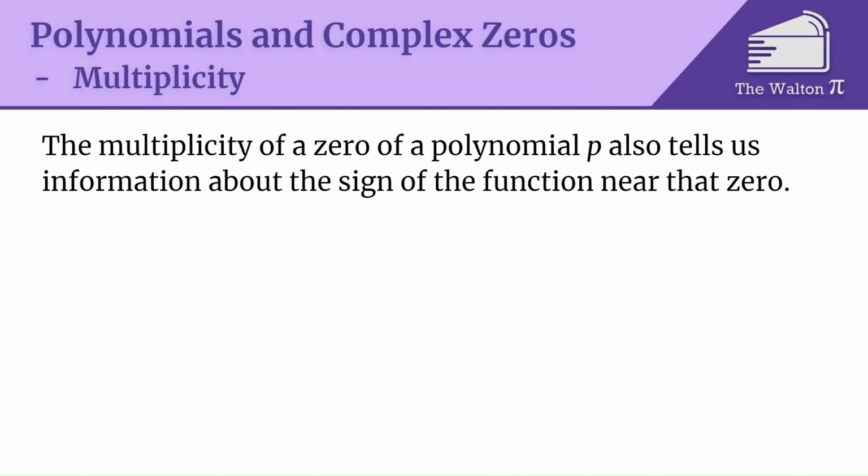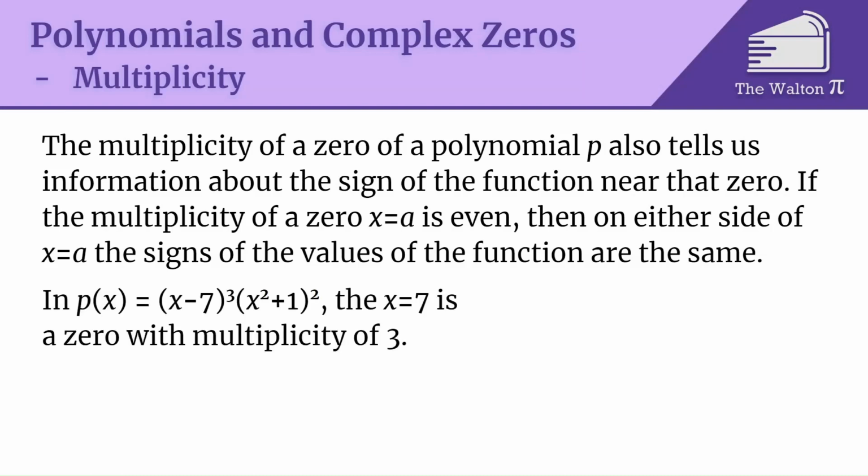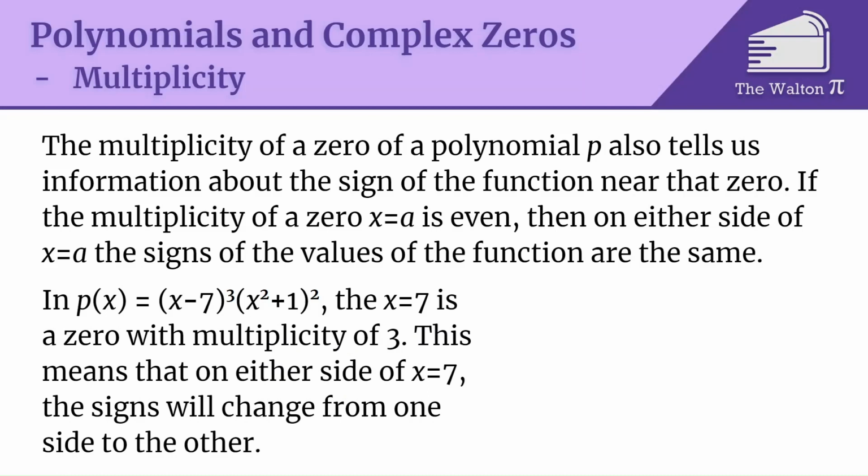Now the multiplicity of a 0 of a polynomial p also tells us information about the sign of the function near the 0. So if the multiplicity of a 0, x equals a, is even, then on either side of x equals a, the signs of the values of the function are the same. So either they're both positive or they're both negative. In p of x is (x minus 7) cubed, x equals 7 is a 0 with multiplicity 3. This means that on either side of x equals 7, the signs are going to change from one side to the other. So if it's an odd multiplicity, one side is negative, the other side is positive.